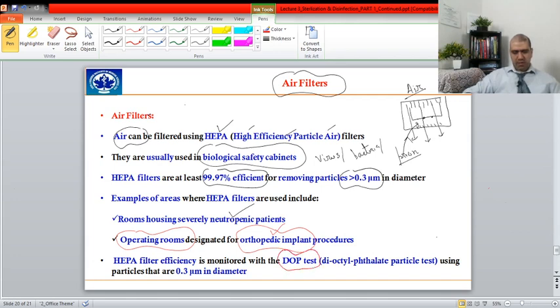HEPA filters have their own lifetime. Once they have been used for a particular period of time, you should test their efficiency. You can test it by a DOP test, that is a dioctyl phthalate particle test, using particles that are 0.3 microns in diameter. You push these particles through the filter. If the particles pass through, the DOP test detects it, so it is used as a control to check whether the HEPA filter is working right or not.